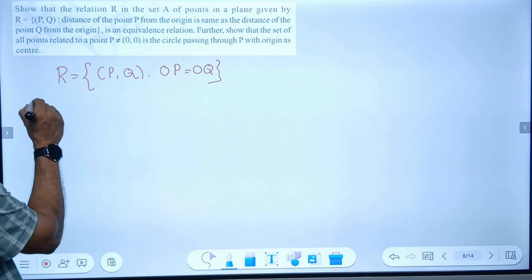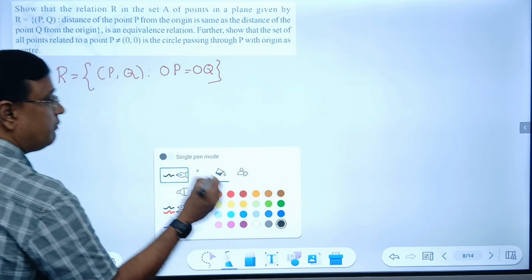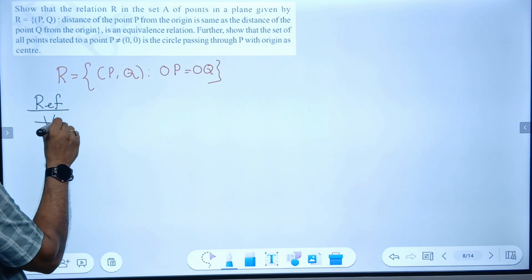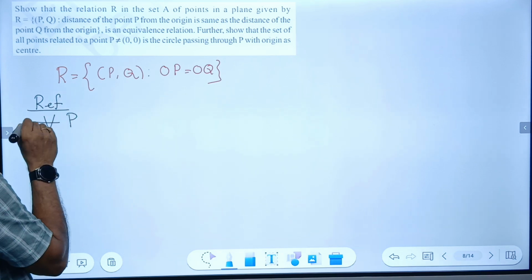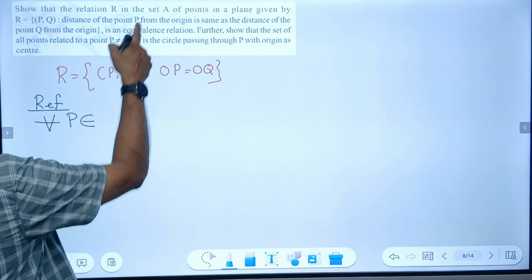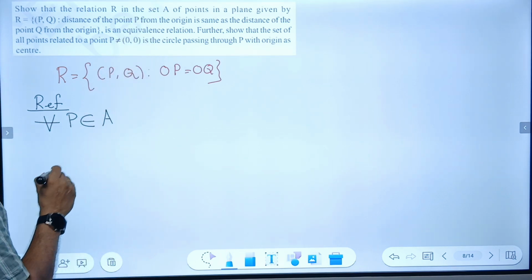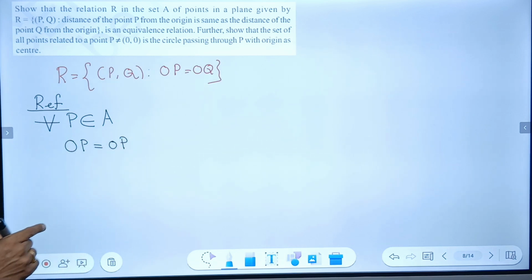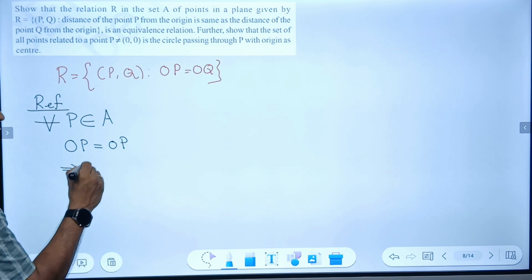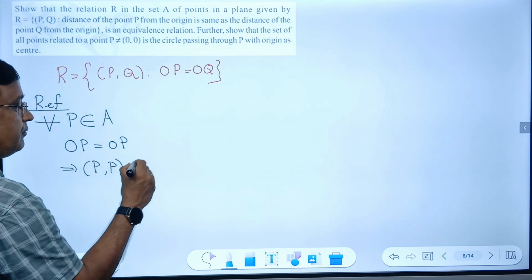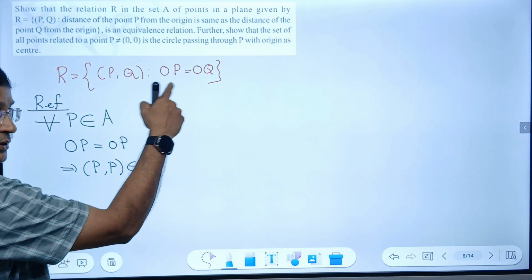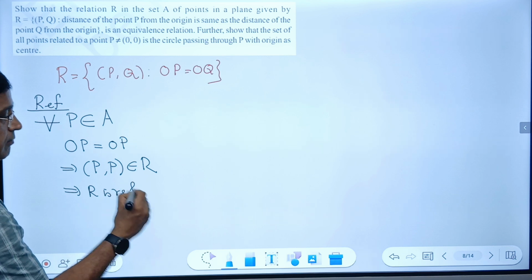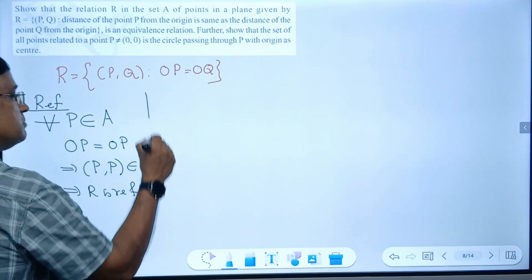Now, how do I choose? First, I have to verify reflexive. How many points should I choose? Only one. For every P belongs to A, you know very well, OP is equal to OP, correct? This implies the point P is related to itself. I am using the definition. This implies R is reflexive. Is that clear? Now let's go to symmetric.